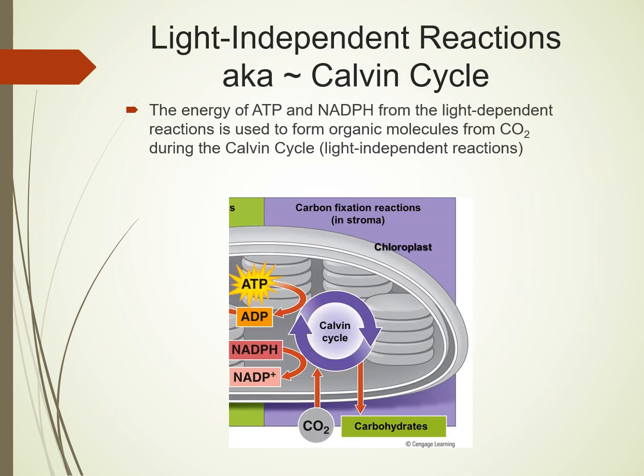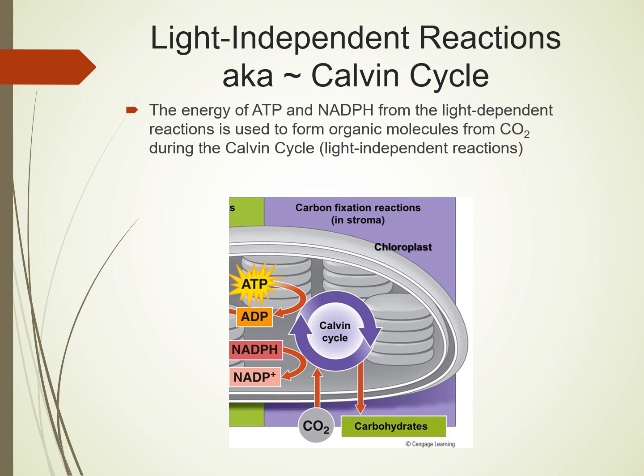The first phase of photosynthesis requires photons from the sun to produce energy. This second phase is referred to as the light-independent phase as it does not require light. It is also known as the Calvin cycle after the scientist who discovered the process.